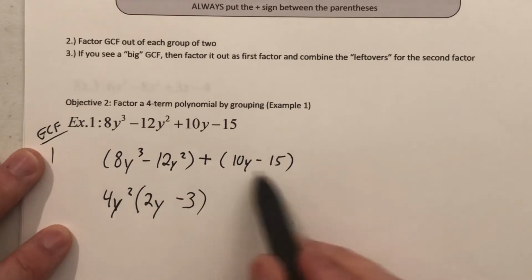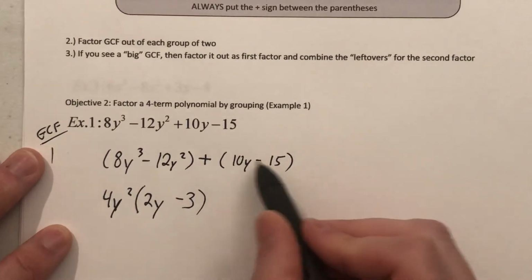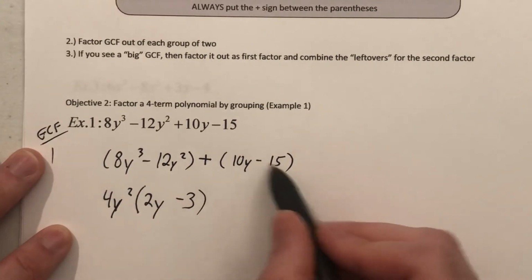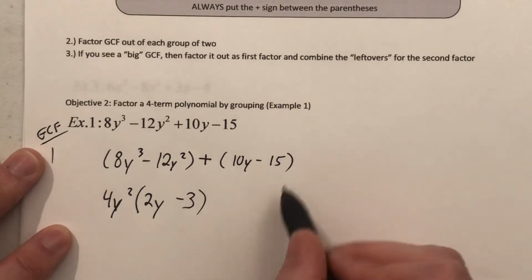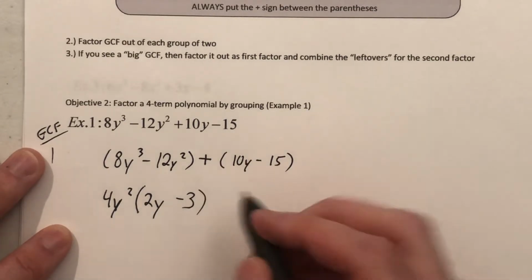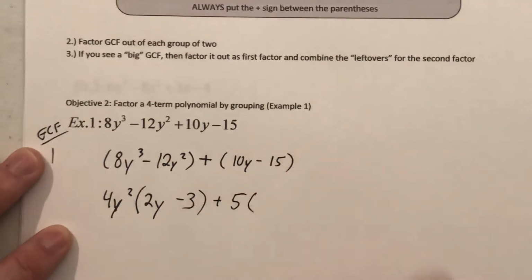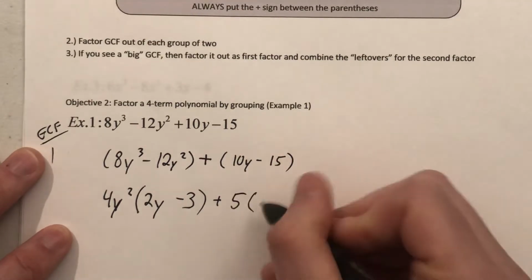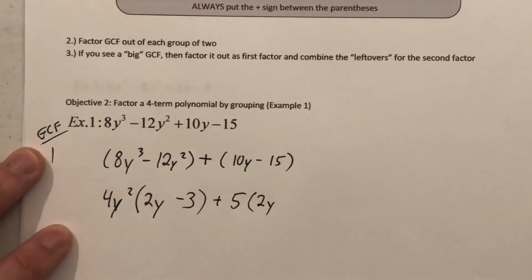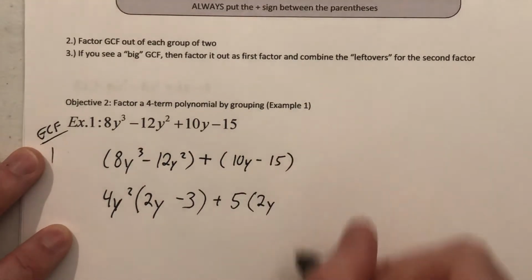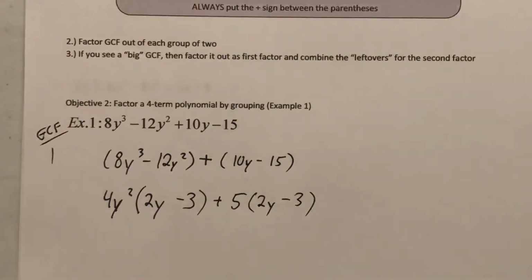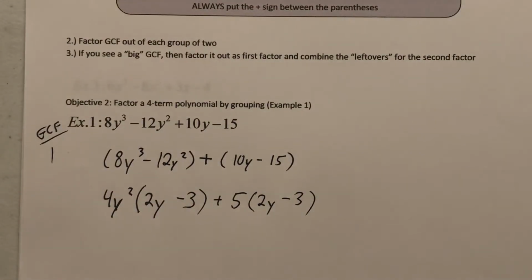Now we do the same thing for the next 2. The GCF of these 2 terms is actually just a 5. 5 goes into both 10 and 15, and there are no y's in common. Don't lose that there was a plus sign there, so it's plus, and then you factor out the 5, and then figure out what's left. Well, 5 times what is 10y? 2y. 5 times what is negative 15? Negative 3. So now we've done the GCF of 2 separate groups of 2.